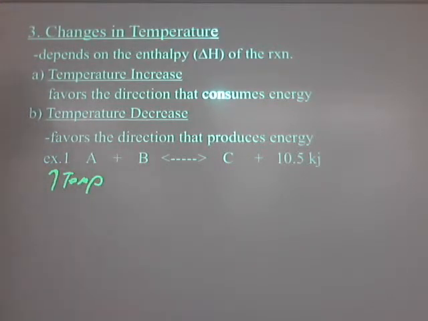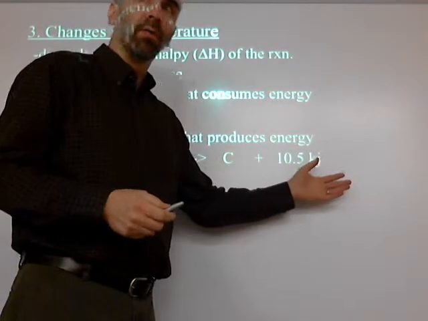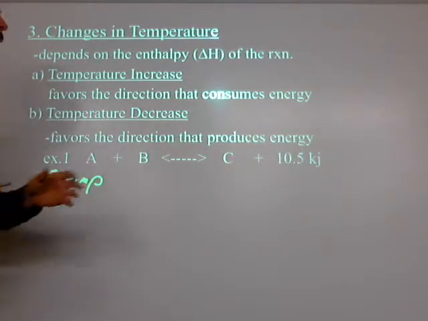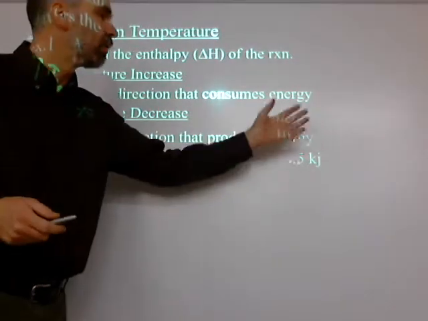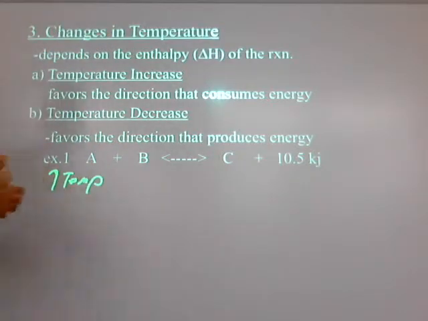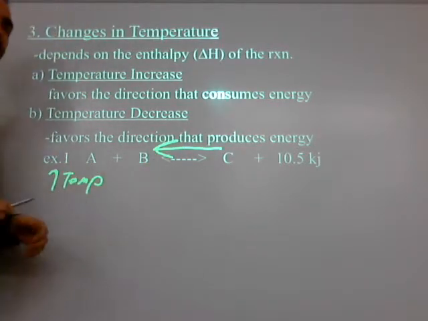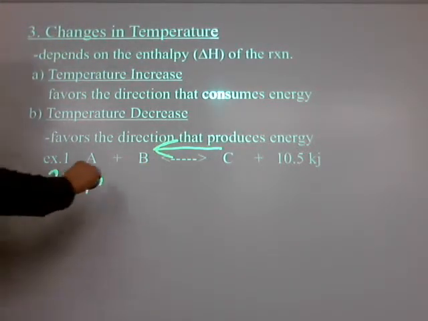This is the easiest way I can write it because I've simply written the energy in as part of the equation. We've seen that before. Energy's on that side. If I read that equation, it says A comes together with B, makes C, and it gives off that much energy. What if I increase the temperature? Which way is it going to go? Forward or reverse? Reverse. It's going to get rid of that energy. It's going to try to do the opposite. So it's going to favor the reverse.